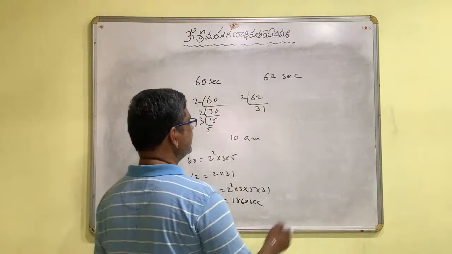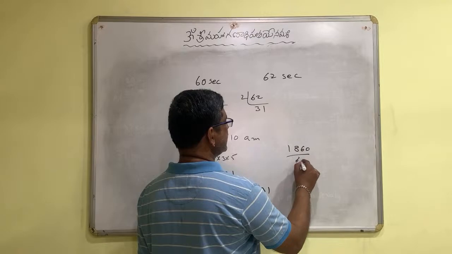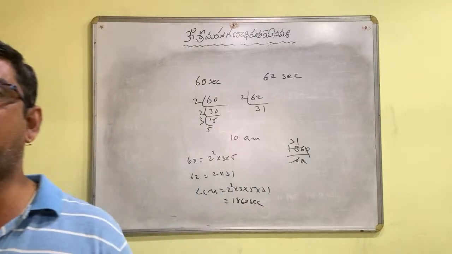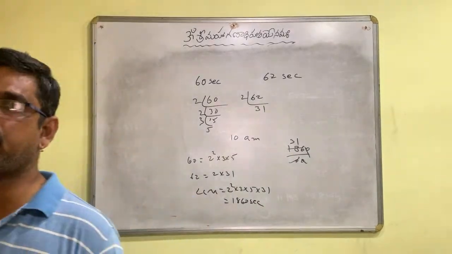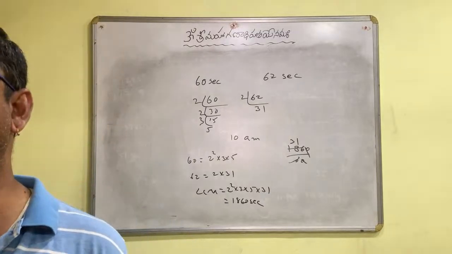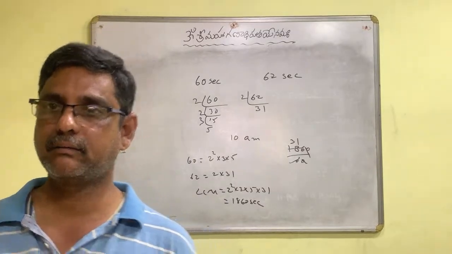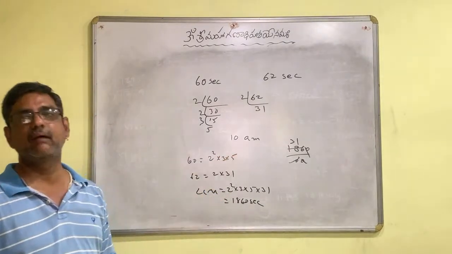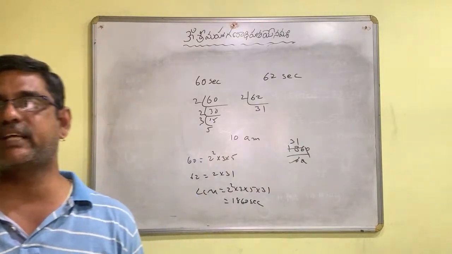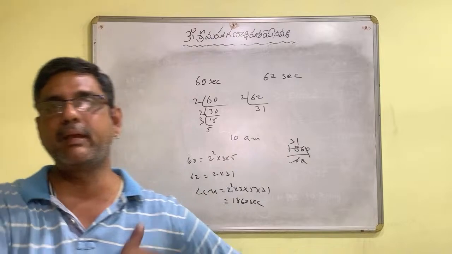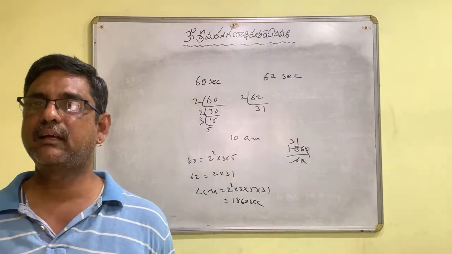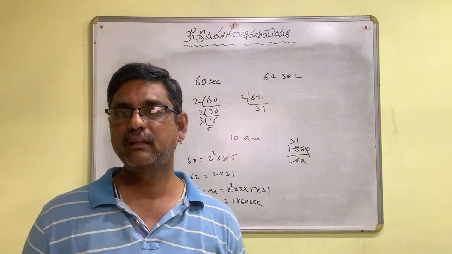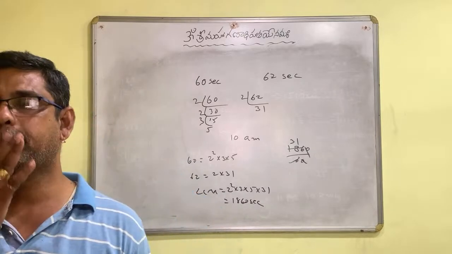Now 1860 by 60, after every 31 minutes, both the devices will give a beep together. So the first time they give a beep together at 10 a.m. Now 31 minutes is added. So at 10:31 a.m. they will give a beep together. And after that 11:02 a.m. After that 11:33 a.m., like that and so on.